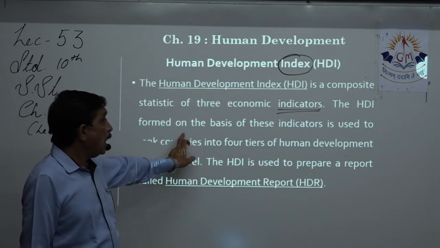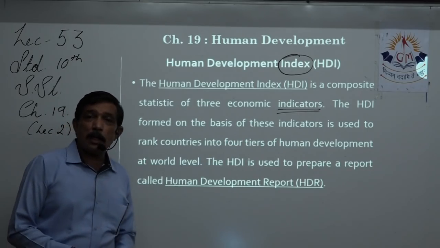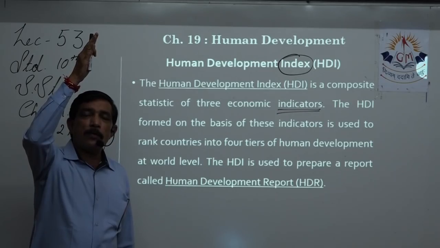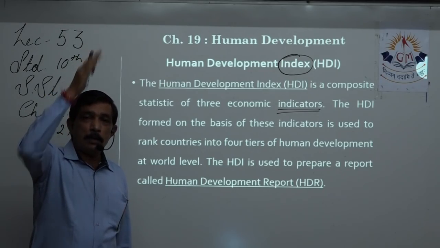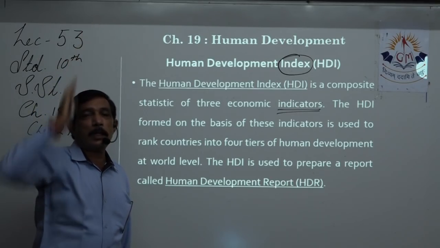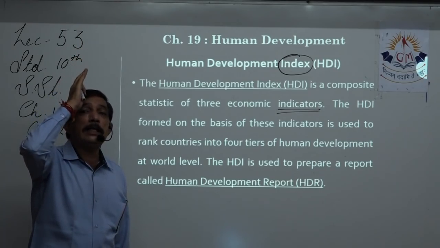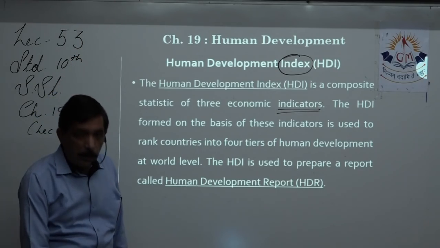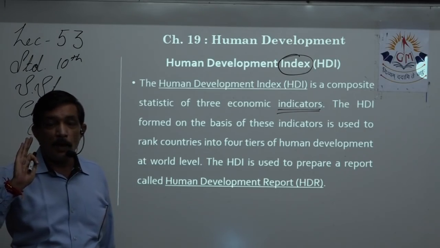The HDI that is formed on the basis of these indicators is used to rank the countries. Then all the countries, according to their ranking, we set them from 200 at the bottom and the number one country at the top. The number one country at the top has the highest human development, and the country at the bottom has the lowest human development, right?